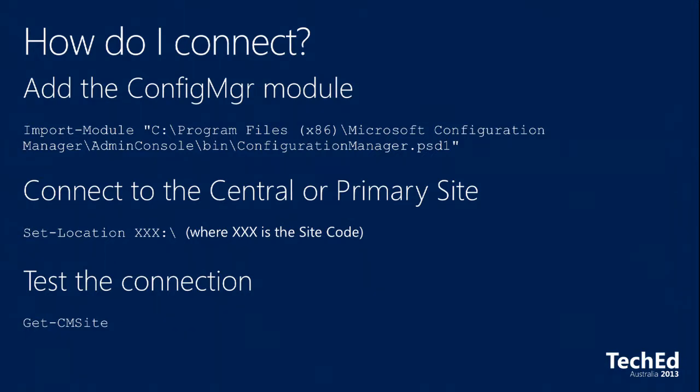After we've imported the module, we then need to set our location. So we type set-location and then the site code of our primary site. This needs to be a CAS or a primary. You can't connect to a secondary site. In my demos here, I've just got a standalone primary site, and my site code is just going to be PRI. And the last thing I like to do is run a test connection as well. If I run Get-CMSite, we'll see that we're connected and we'll see some site code. Again, I'll quickly build out this demo in a couple of minutes as well.